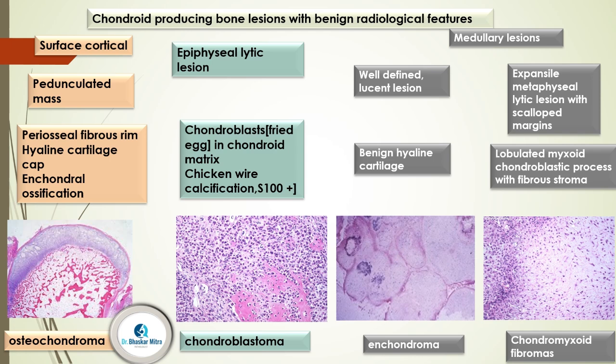These are very easy to differentiate. If it is a benign radiological feature showing both bone and cartilage together, it is osteochondroma, with a characteristic pedunculated mass-like appearance. If it is an epiphyseal lesion with lots of cells lying in a chondroid background, with chicken wire calcification, it is chondroblastoma. If it is only a mature cartilage-like tumor, then it is enchondroma or chondroma. If it is cartilage along with a myxoid fibrous component, then we term it chondromyxoid fibroma. All four are benign lesions.